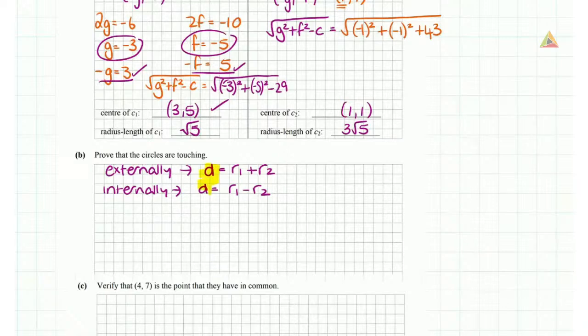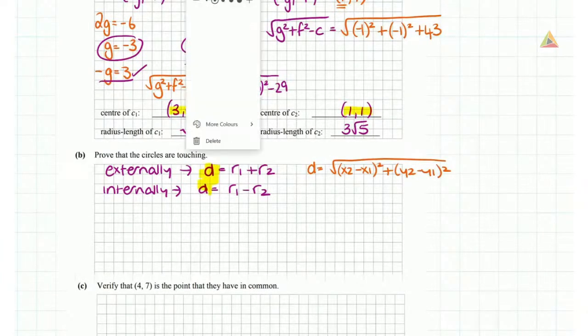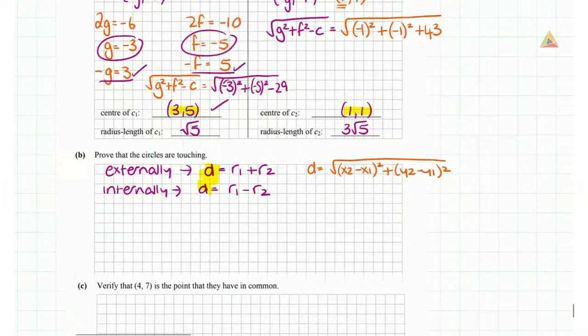So regardless of which situation it is, we need to find the distance between the centres for both of them. So we're going back to page 18 of our log tables, and we're going to write down our formula for the distance between 2 points. Now, what 2 points are they? Well, it's the distance between the centres. So it's my two centres that I have up here.